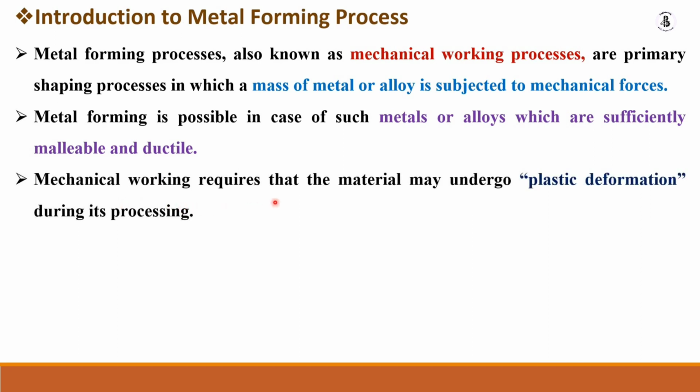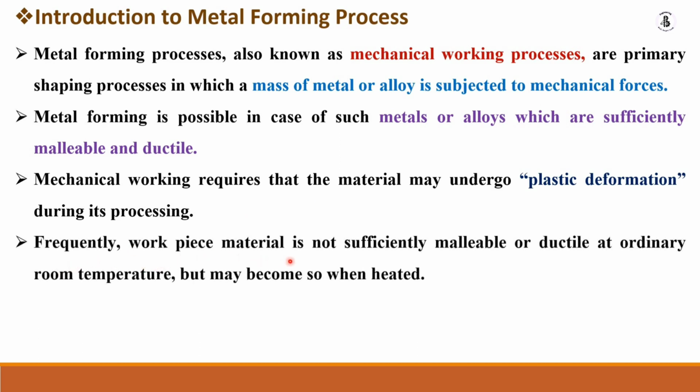Mechanical working requires that the material may undergo plastic deformation during its processes. So metal forming processes are technically defined as the plastic deformation of the raw material that is used to convert it into the desired shape and size.